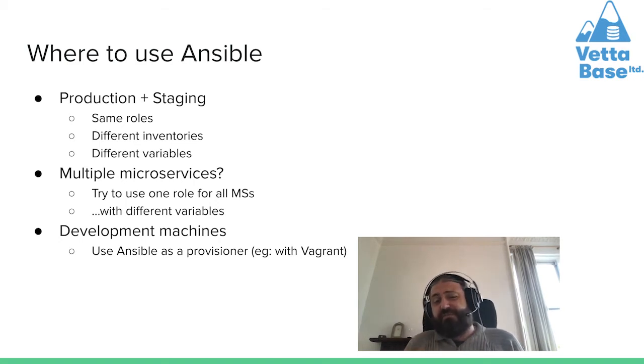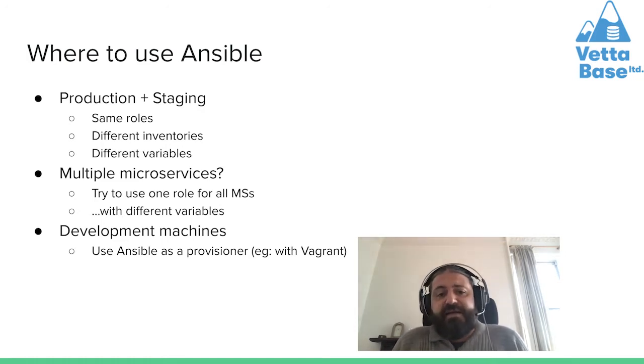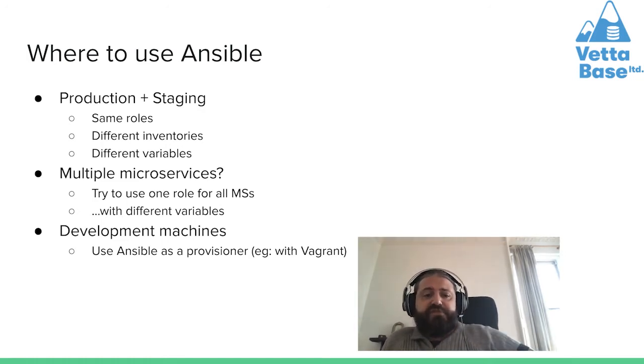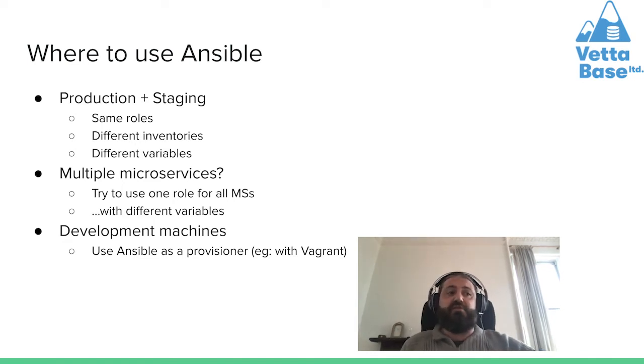And for example, in this case, something we can do is to use Vagrant to create those machines. They could be local virtual machines, local containers, or even remote machines. And then we use Ansible as a provisioner to install what needs to be installed on those machines.